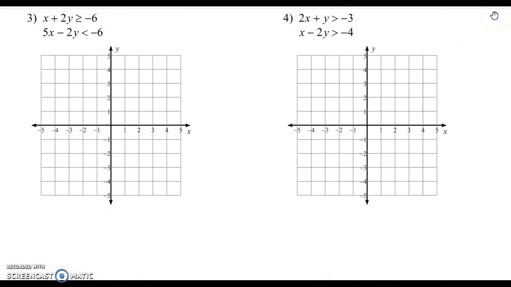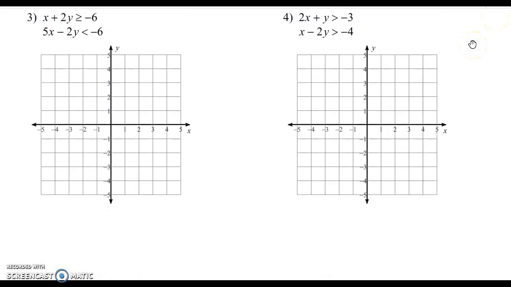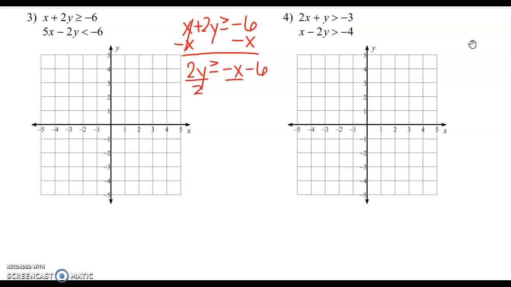All right, so you can see the difference here on number 3 is they are not in slope-intercept form. So that's what we have to do first. So we have x plus 2y greater than or equal to -6. So to get in slope-intercept form, to solve for y, I would subtract x on both sides. So I have 2y is greater than or equal to -x minus 6. To get rid of a multiply by 2, we divide by 2. Remember, there's an invisible 1 in front of that x there. So we have y is greater than or equal to -1/2 x minus 6 over 2 is 3.